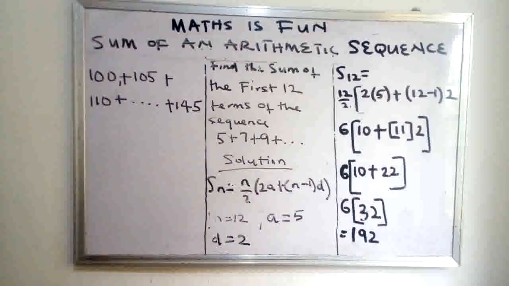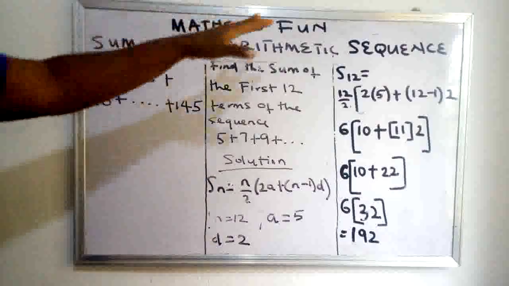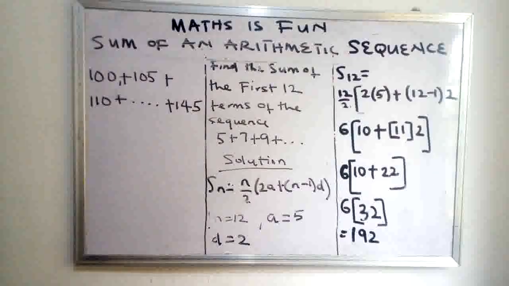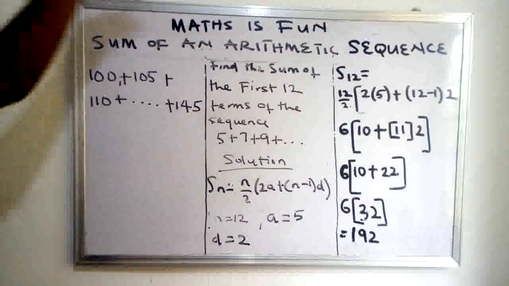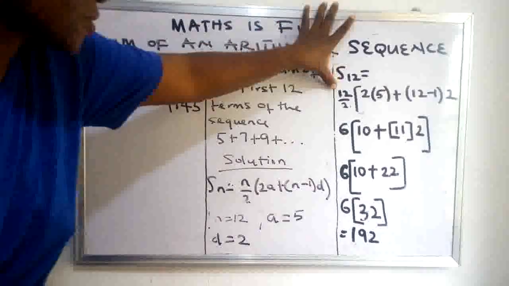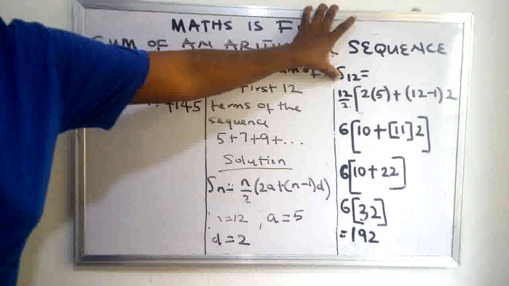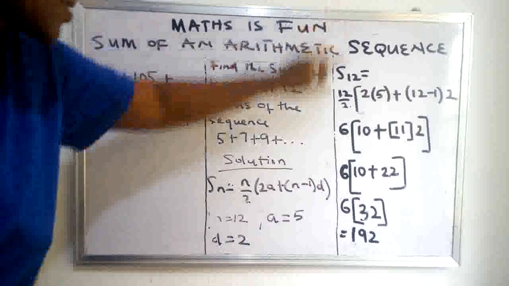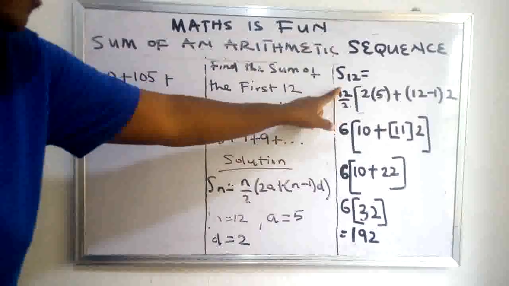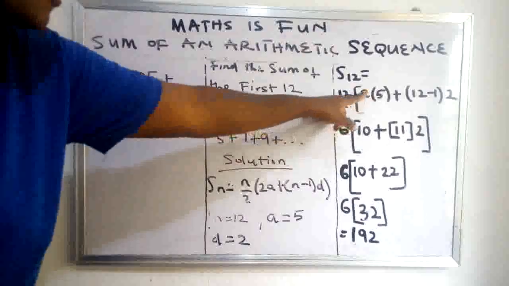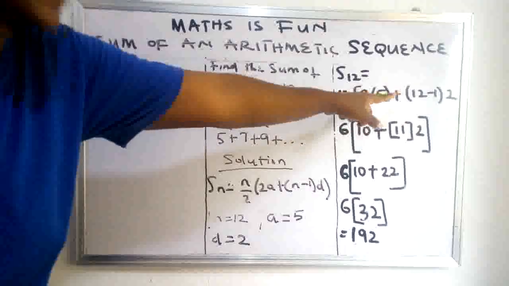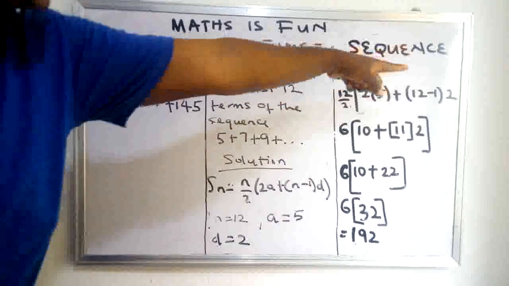Alright, the next step is to put in the values into the formula. So, this point is something you must do very carefully. No errors, please. Are you there? S12 is the sum of the first 12 terms. It is giving us 12 over 2. Remember our n is 12. 12 over 2, open bracket, 2a, what's our a? 2 times 5, plus n minus 1, that's our 12 minus 1, and our d is what?